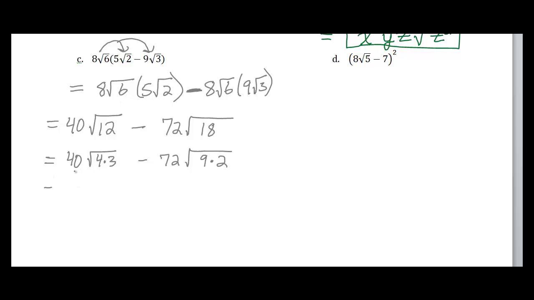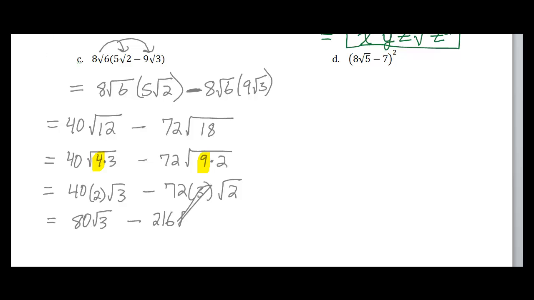Of course, the perfect squares, we can take the square root of them. Well, again, they don't belong under the radical. We can take the square root. And so I'm going to have 40. Square root of 4 is 2. So 40 times 2. Square root of 3 stays under that radical. Square root of 9 is 3. Square root of 2 stays under that radical. 40 times 2 is 80. So I get 80 square roots of 3. 72 times 3 is 216. So I get 216 times the square root of 2. Notice I can't simplify any further. This is my final answer. Those are not like radicals.